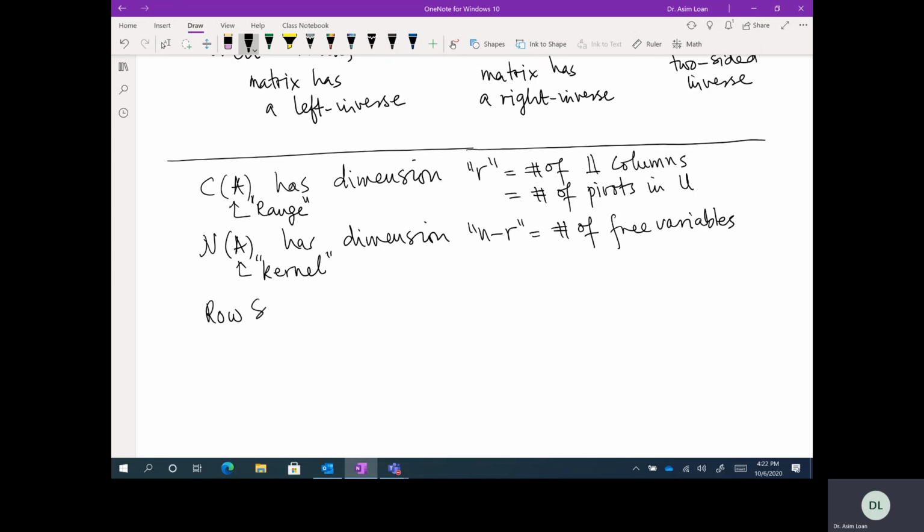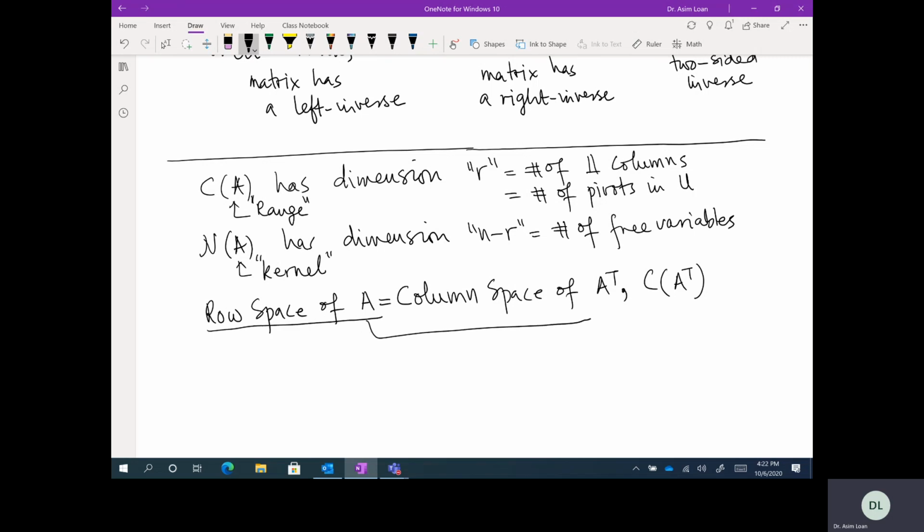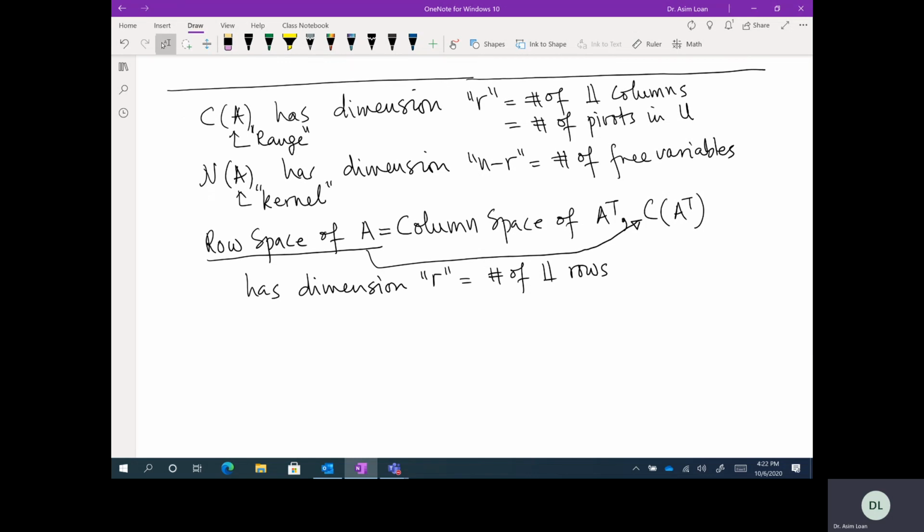The row space of A is equal to the column space of A transpose. The column space of A transpose is actually the row space. This also has dimension r, because we have already said the number of independent rows is equal to the number of independent columns, which is again equal to the number of pivots. And then finally, the fourth one.